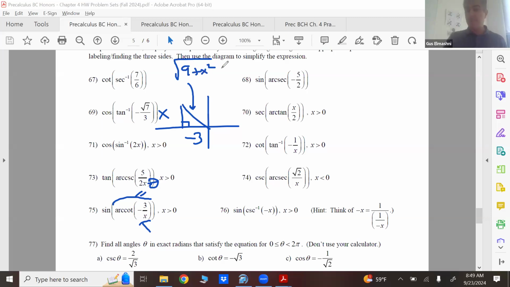Now I want the sine of it, so just opposite over adjacent. Sorry, opposite over hypotenuse. Now you can easily get these things backwards. You get this here, and everything's positive because you told x is greater than 0. That's how you do that problem. So hopefully that makes sense.